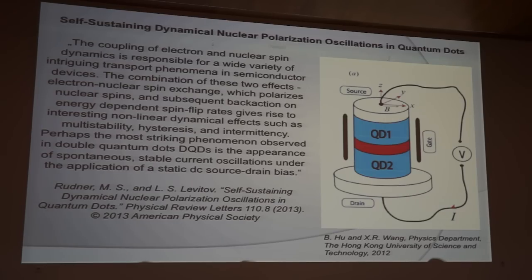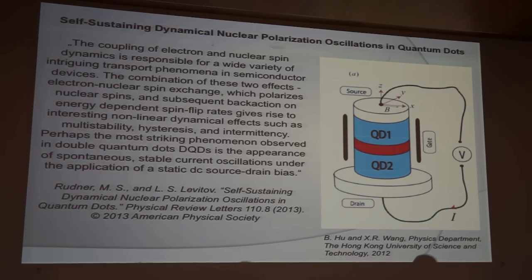One phenomenon is the self-sustaining dynamical nuclear polarization oscillation in quantum dots. The coupling of electron and nuclear spin dynamics is responsible for a wide variety of intriguing transport phenomena in semiconductor devices. The combination of these two effects, electron-nuclear spin exchange, which polarizes nuclear spins, and subsequent backaction on energy-dependent spin flip rates, gives rise to interesting nonlinear dynamical effects such as multistability, hysteresis, and intermittency.